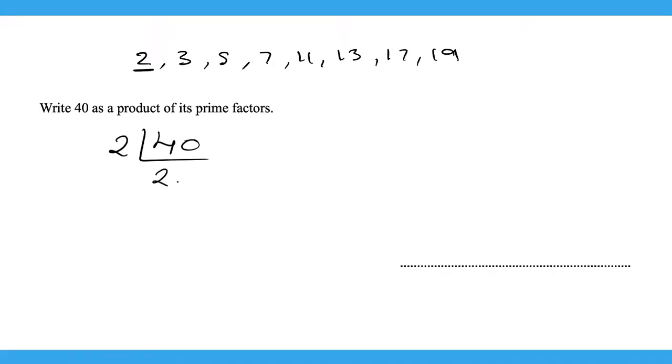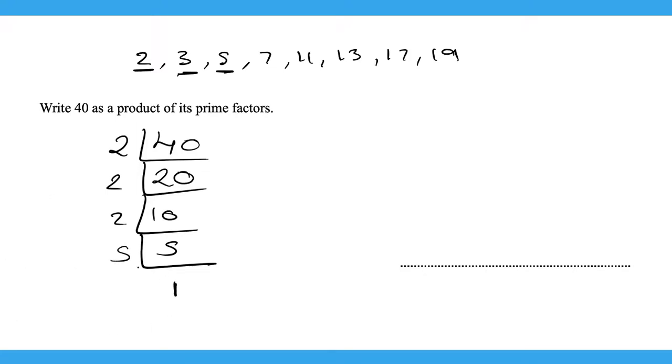40 divided by 2 gives you 20. Okay, does 2 still go into 20? Yes, it does, and that gives us 10. Does 2 still go into 10? Yes, it does. So let's carry on. We get 5. Does 2 still go into 5? No, it doesn't. Let's move on to the next prime number, 3. Does 3 go into 5? No, it doesn't. Let's move on. 5. Does 5 go into 5? Yes, it does. And we do this all the way until we get to 1.